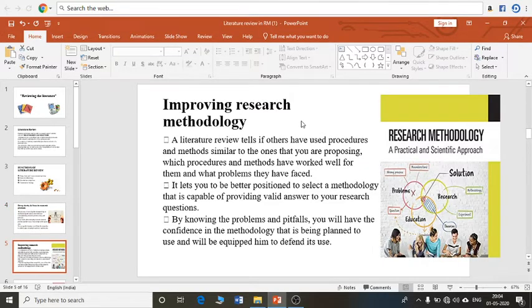So next, improving your research methodology. This tells you if others have used procedures and methods similar to the ones that you are proposing, whether those procedures and methods worked well for them, and what the pitfalls, that is, any risks they have faced with them. It also lets you be better positioned to select a methodology that is capable of providing valid answers to a question similar to the one you are investigating.